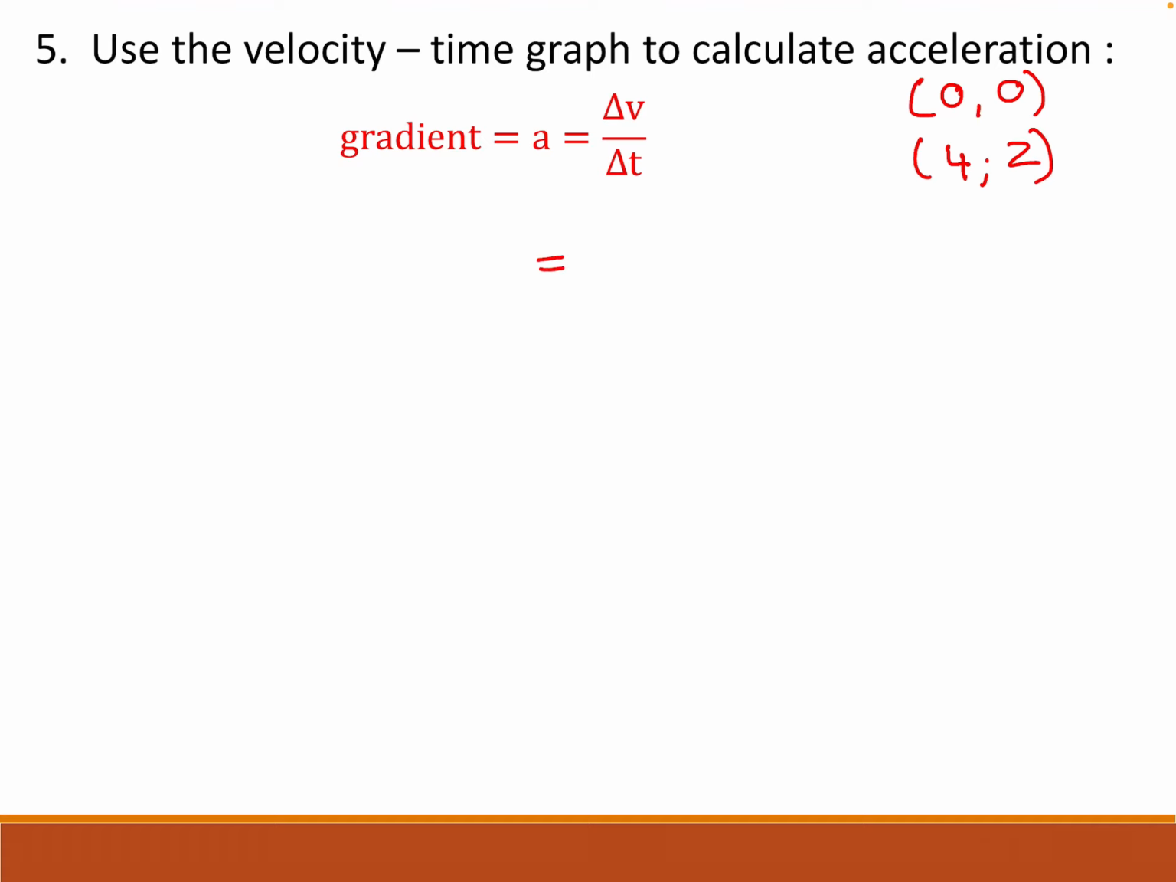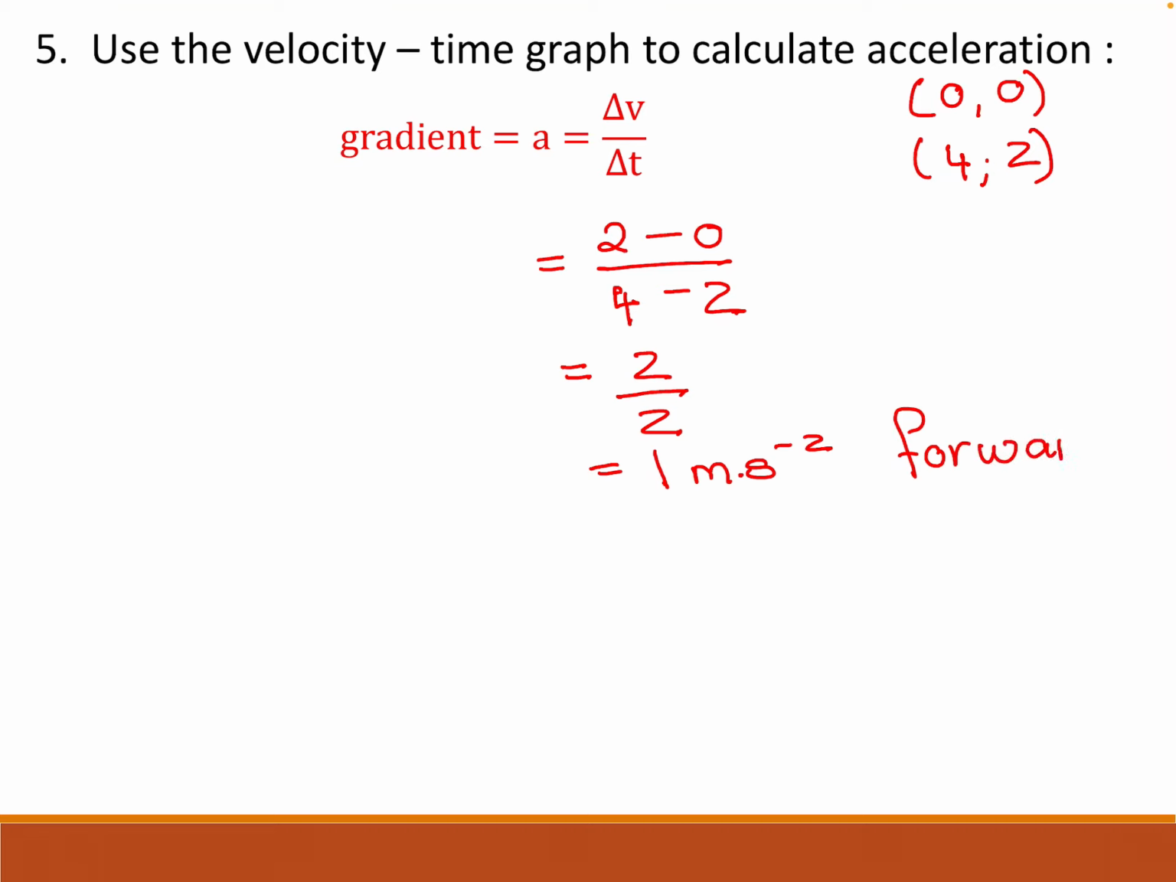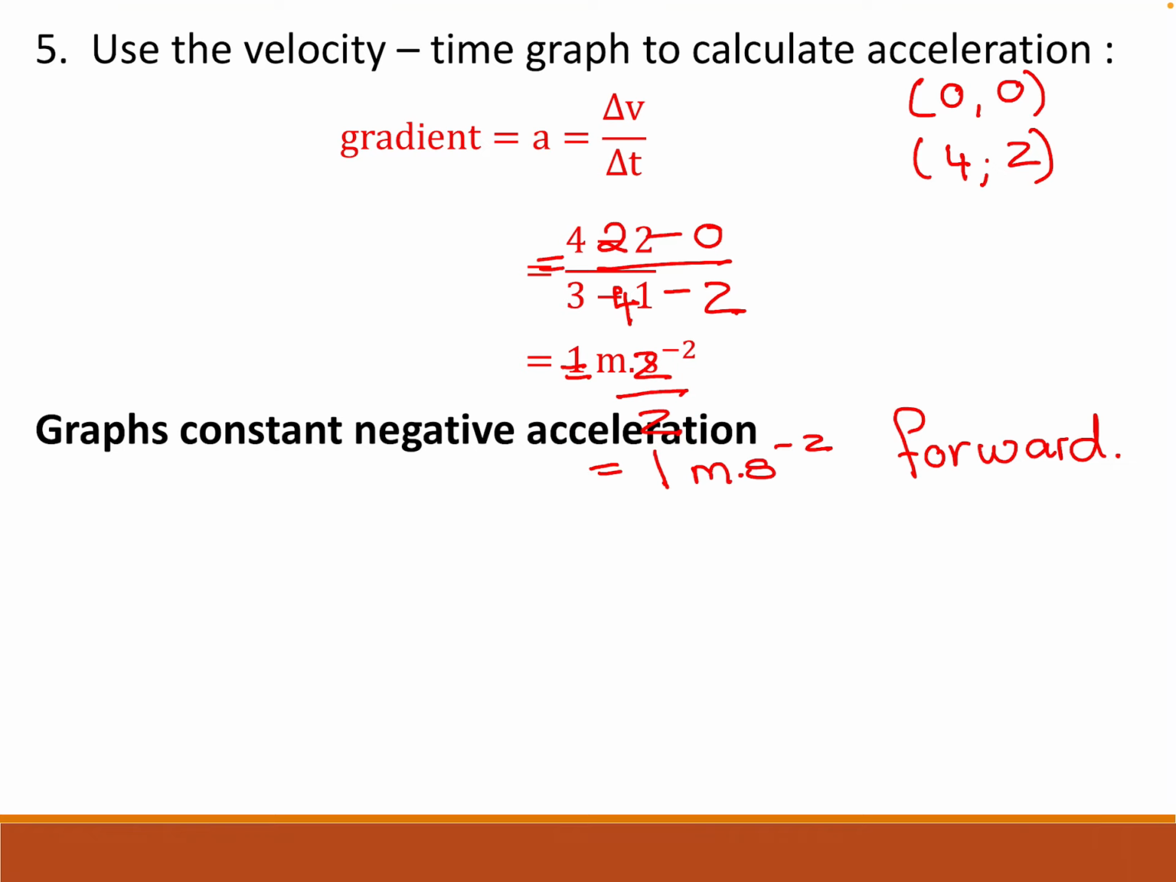So that means it's going to be final minus initial, y2 minus y1, final minus initial, okay? So that means my acceleration is 2 over 2, which is 1 meter per second squared forward. I didn't say what direction I was going in. Okay, don't worry about all of that.